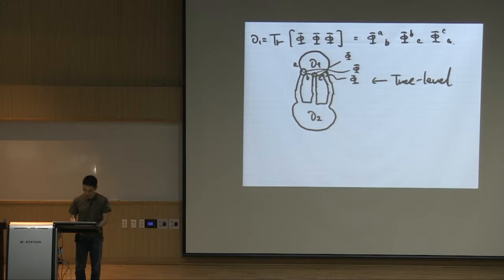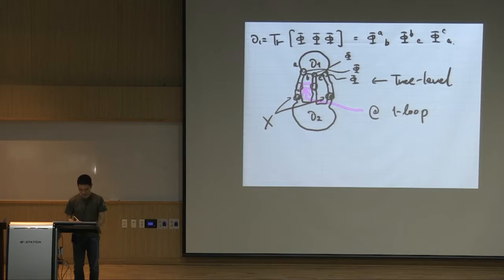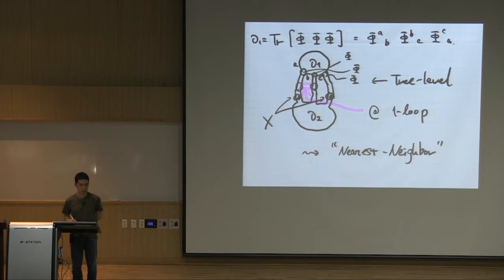Next, if you go to one loop, then you can, for example, add some gluon propagator, for example, like this. But the important point is that although you can connect this propagator and this propagator using a gluon propagator, you cannot connect this and this using the gluon diagram. This is not allowed, essentially because in order to connect these two propagators, you need to have non-planar Wick contractions. So this is basically saying that there is some notion of nearest neighbor interaction if you consider the large N limit. So this is observation one.